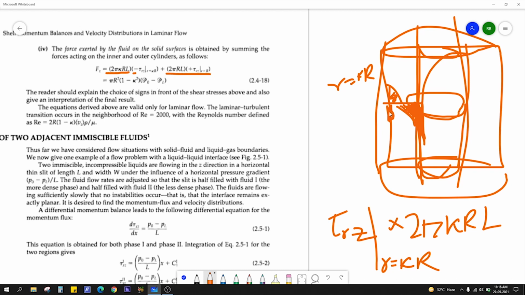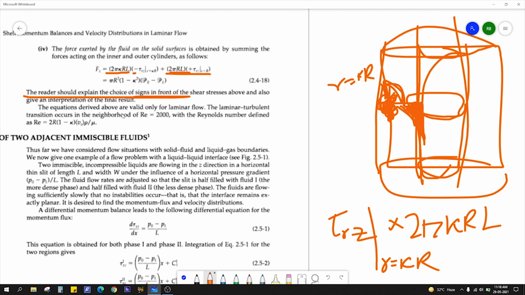Again here you have the outer wall. What is the radius? R. So what is the curved surface area? 2 pi RL into shear stress, and the shear stress was positive, so you can take it. If you simplify, you will get this. So basically you are summing up the forces on this wall and this wall, and this force is positive, this is negative. You can know the signs, right? The signs were different on both the walls.